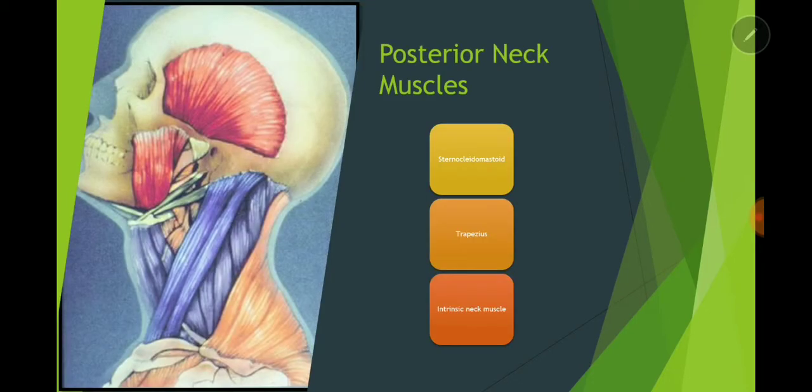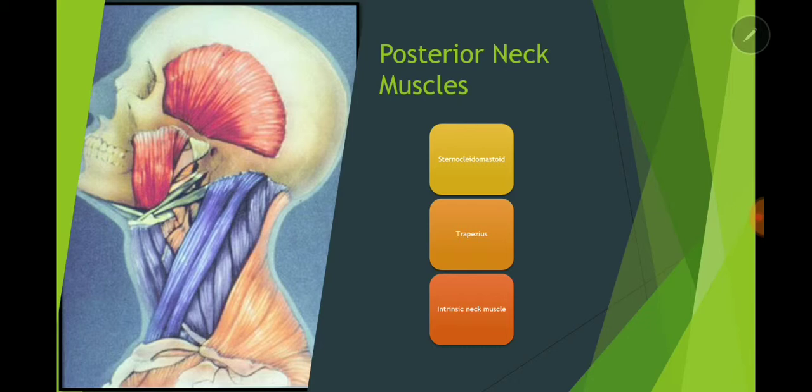All right. The posterior neck muscles include the trapezius muscle and the SCM, sternocleidomastoid. Sternocleidomastoid has two heads, okay? It has a clavicular head and a sternal head, which is the reason it's called sternocleidomastoid. So the origin is the sternum or the clavicle, and the insertion is onto the mastoid, okay?